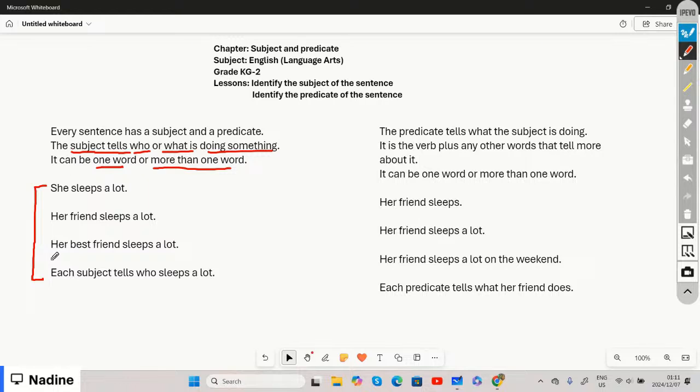And if we were to identify our subject within that sentence, she sleeps a lot. If we identify the word that tells us who or what is doing something, then we can say it is she. She is the person that tells us who is doing something.